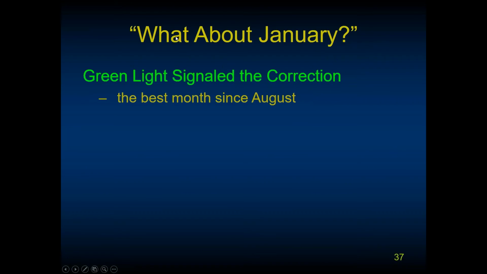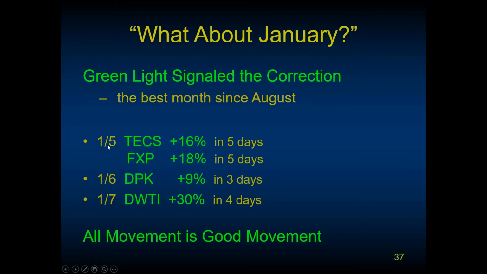People ask us how about in a correction in January. We had our best month since August. We basically scanned for leveraged inverse ETFs. These are a few of the trades we had when the market really took a dive in January, and we tend to get much, much better than average results when the market goes down, actually. Proving the old saying that all movement is good movement if you have the right system and the right signals.